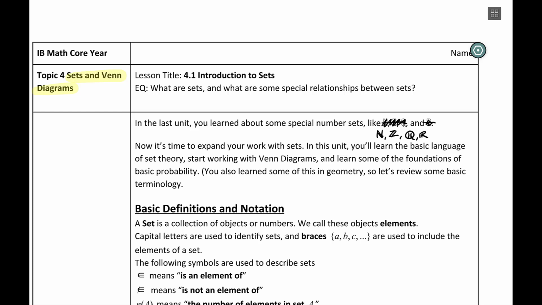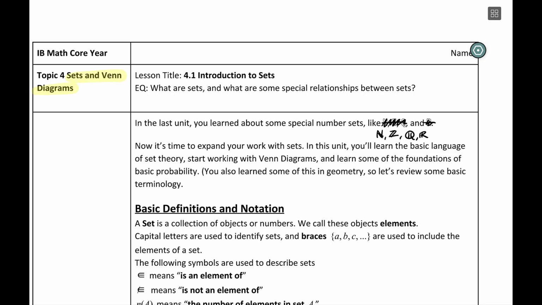So in the last unit you learned about some special number sets like the natural numbers, integers, rational numbers, and real numbers. Well, now it's time to expand your work with sets. In this unit you're going to learn the basic language of set theory. You're going to start working with Venn diagrams and learn some of the foundations of basic probability.